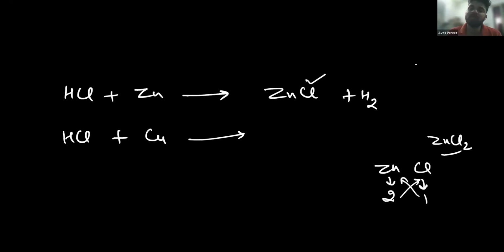I'm marking here that we need to learn the valency chart again. I'm going to send it to you, Tejasvi, and you have to memorize it again. So this is ZnCl2. Now moving to the next part, HCl when reacted with copper will give you CuCl2 plus hydrogen gas. Is it correct?